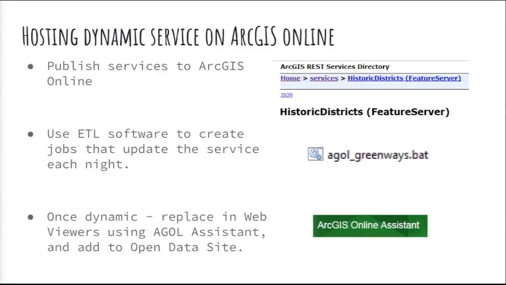And then we used our ETL software to create jobs that update the services every night, which is about the same as how our ArcGIS for Server services were done, because the edit was being pushed to the warehouse, so this is exactly the same amount of time that it would be updated. And then once everything was dynamic, we used the ArcGIS Online Assistant to replace the services in our maps for our map viewers, which was really easy, and I'll show you that in a second.